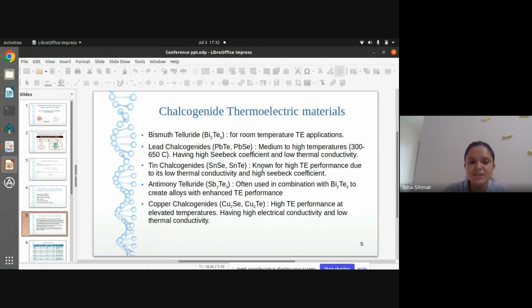Lead chalcogenides. In lead chalcogenides, we have PbTe and PbSe. Lead telluride, PbTe, is the most promising thermoelectric material in the mid-temperature range. It has high Seebeck coefficient and low thermal conductivity.